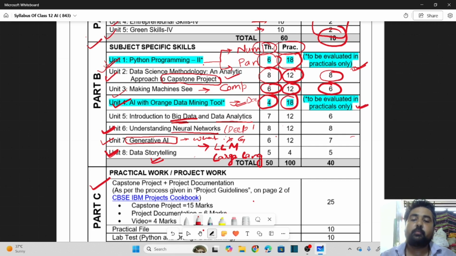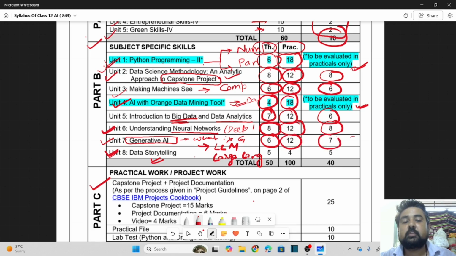Okay, now introduction to big data and data analytics. Its theory part contains 7 marks, and the practical part contains 12 marks. This also comes at 6 marks. Understanding of neural networks: the theory part is 8 marks, and the practical part contains 12 marks. The maximum marks that come in your examination is 8. Generative AI is the same: 6 marks for theory and 12 marks for practicals. Now the maximum marks is 7, and for storytelling, 5 marks contain the theory part and 4 marks contain the practical. A total of 5 marks is the maximum that comes in your examination.